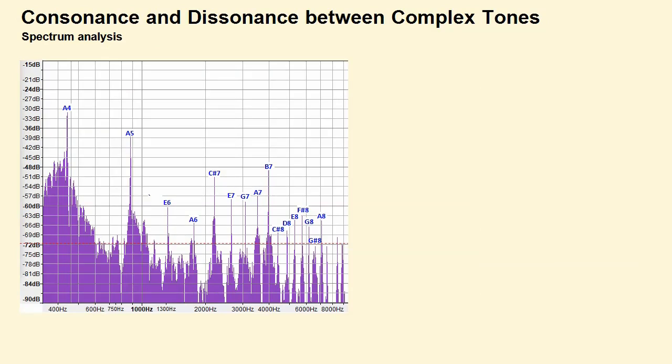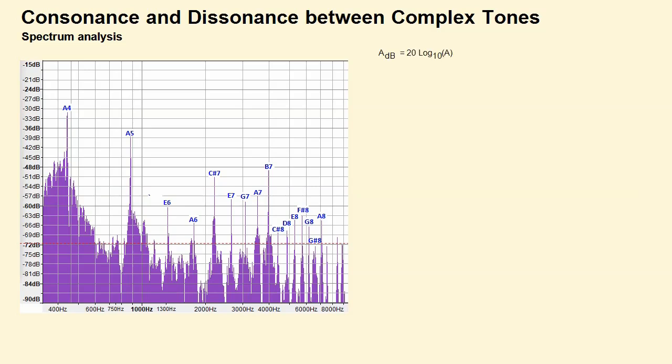To verify that the graph obtained by Plomp and Levelt conforms to what we observed in practice, we recorded, in wave format using the Audacity program, the sounds of the ukulele notes A4 and E5 provided by the note finder on the musica.com website. We also used the Audacity program to generate the spectra of these tones. The result for the complex tone A4 is shown on the screen.